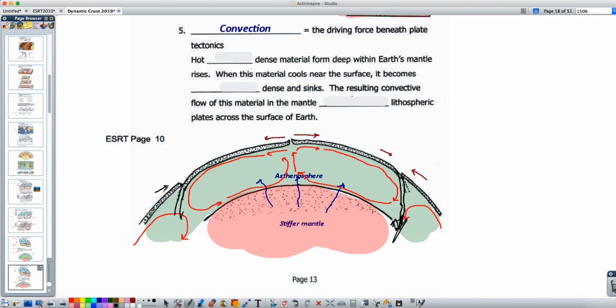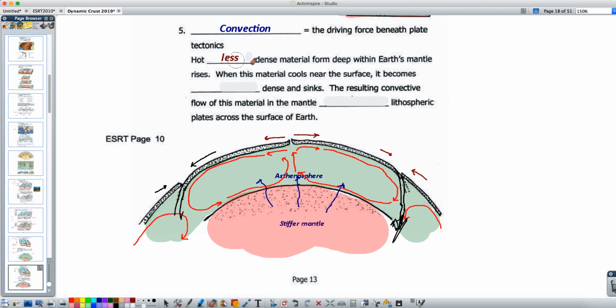So the plates are moving the same direction that the material beneath it is moving. So if you want to know which way the plates are moving, just look at the direction the material is moving beneath it. So where the material converges and sinks, that's where you have the plates converging. Okay, so let's put this into some language we can remember.